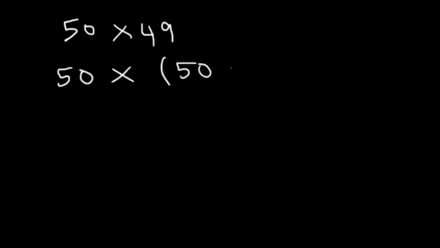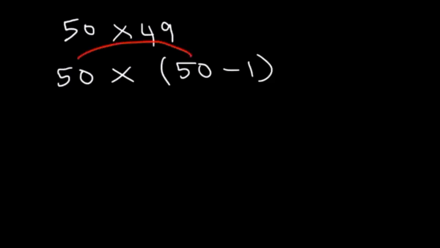Now, what is 50 times 49? In this problem, you don't want to find the value of 49 $50 bills. That's going to take some time to add that up. Instead, what we want to do is replace 49 with 50 minus 1, and then distribute.